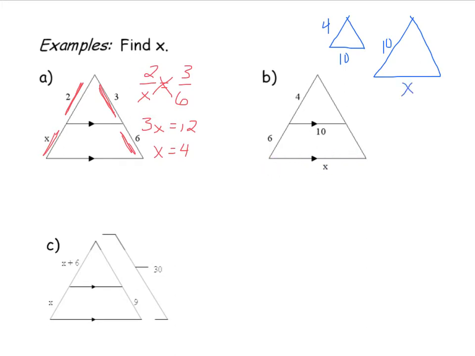So now I've got two similar figures, and with these similar figures I can still set up the ratios. We're going to say 4 in this triangle compares to 10 in this triangle, just like 10 in the smaller triangle compares to x in the bigger triangle. So there we go: 4 over 10 equals 10 over x. Now all I have to do is cross multiply, so I get 4x equals 100, and x is 25.